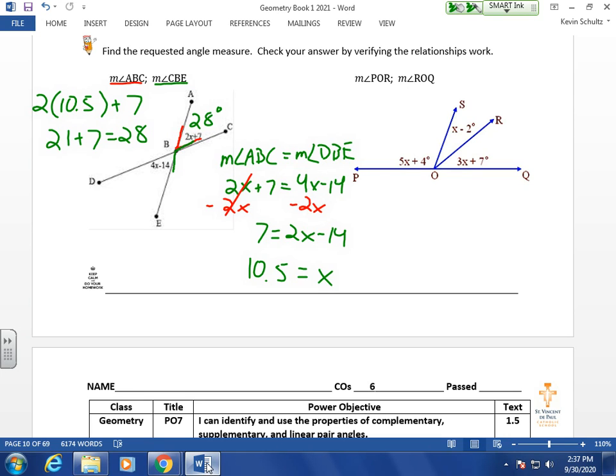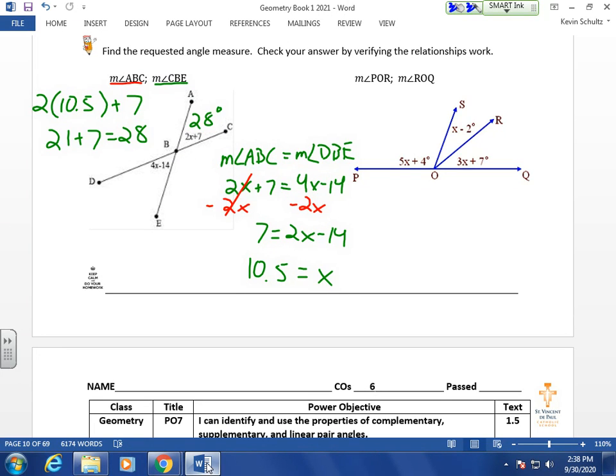Follow? Okay. And so now how would we get the measure of CBE? Olivia: You subtract 28 from 180. Yes. And why is that?